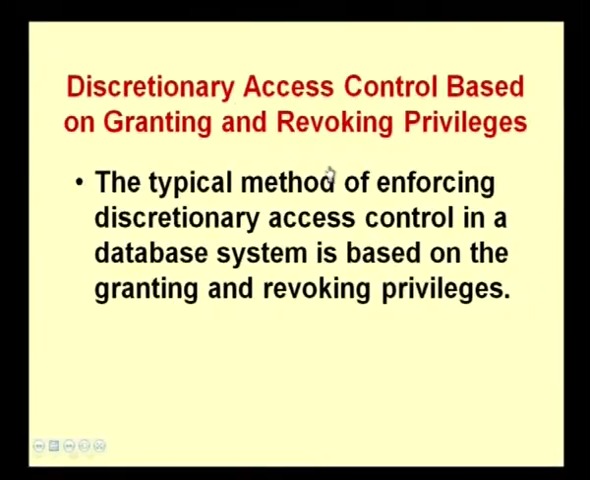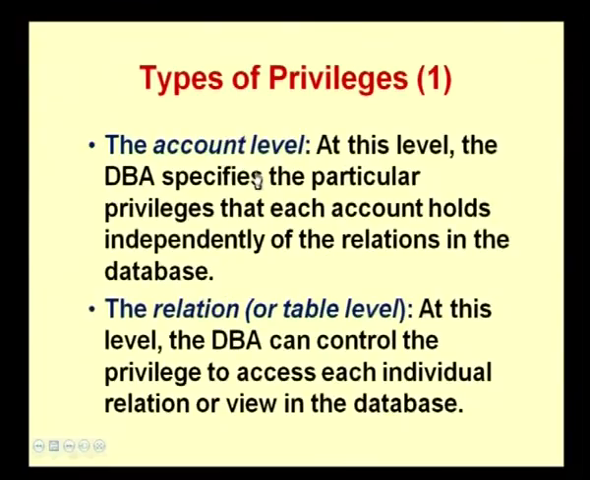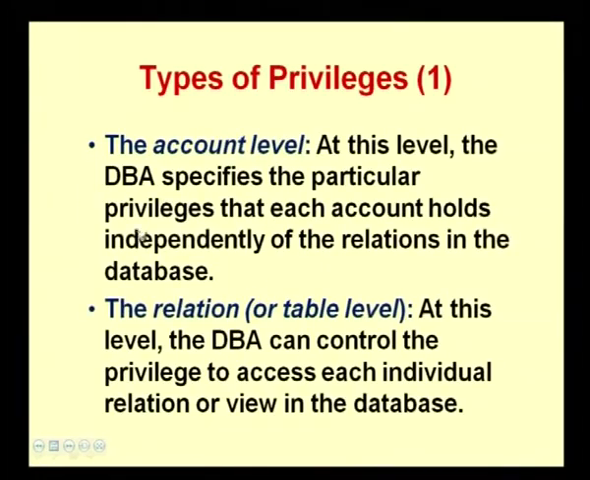Now, let us look at the first part of discretionary access control, which is based on granting and revoking privileges. So, this is discretionary access control. The typical method of enforcing discretionary access control in a database management system is based on granting and revoking privileges. We have certain types of privileges. First, the account level: at this level the database administrator specifies the particular privileges that each account holds independently of the relations. So, for the complete account, irrespective of what relations are in the database, there is a privilege. That is the account level.